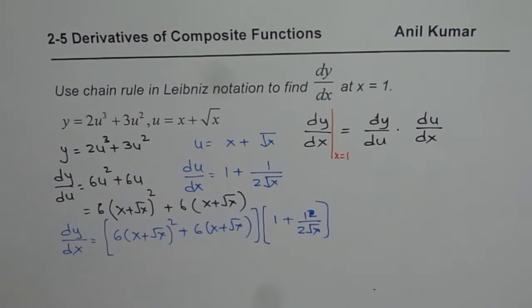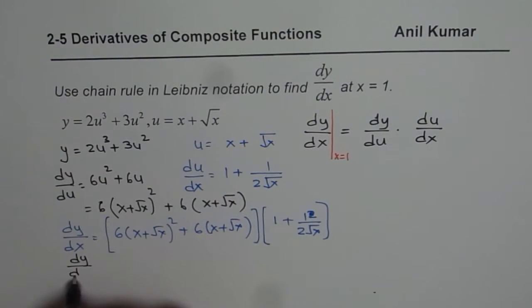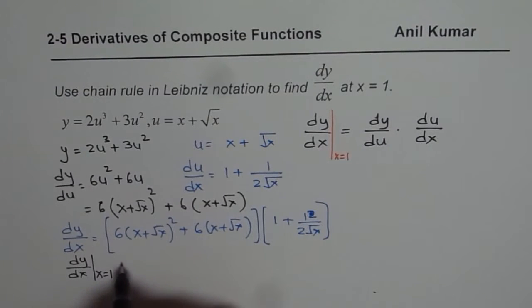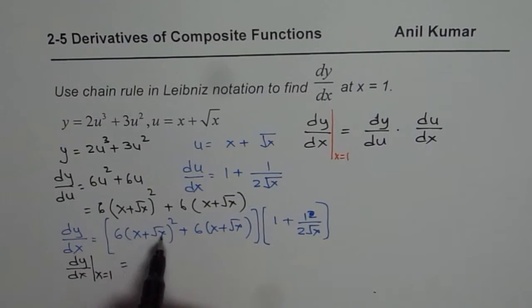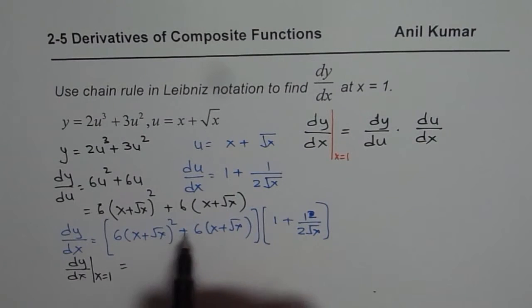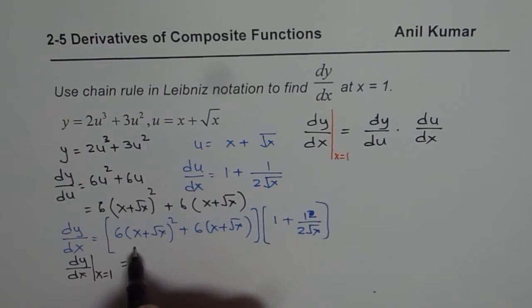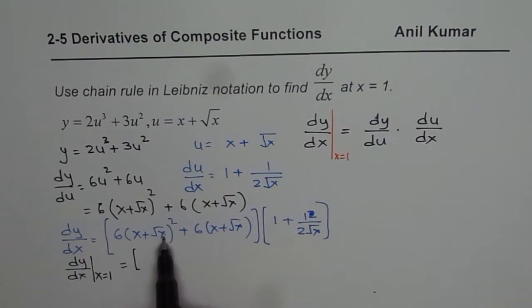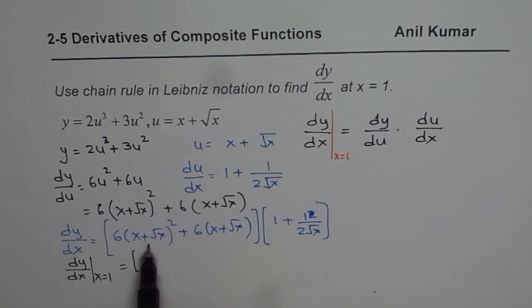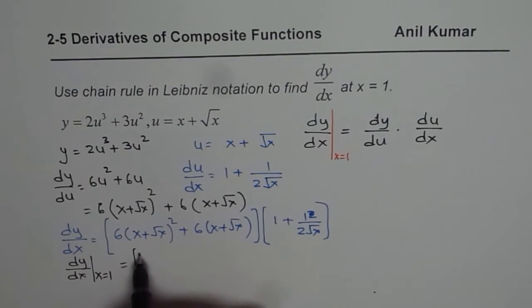Correct? To find the value of this rate of change at x equals 1, we can substitute 1 for x and evaluate, right? So let me rewrite this. We'll say dy/dx at x equals 1 will be, I'm writing 1 for x. So we didn't really simplify the expression. We kept it as such because we just had to evaluate the value. At times, you may be required to simplify the expression also. Okay, so let's substitute 1 for x.